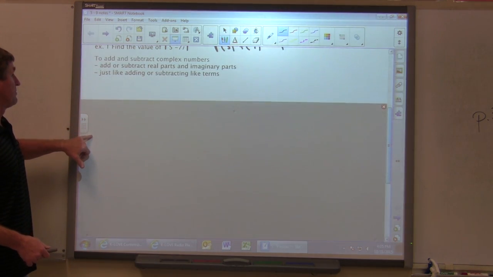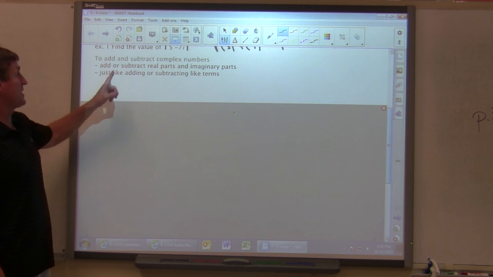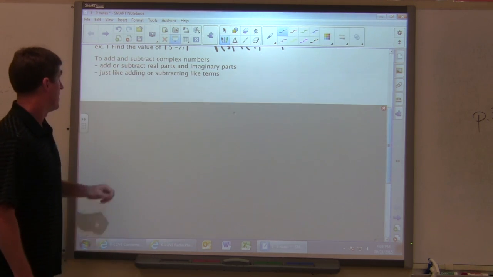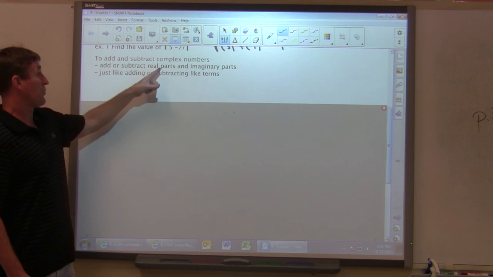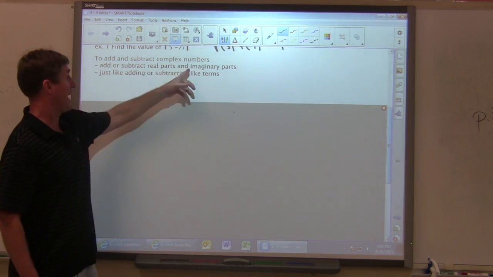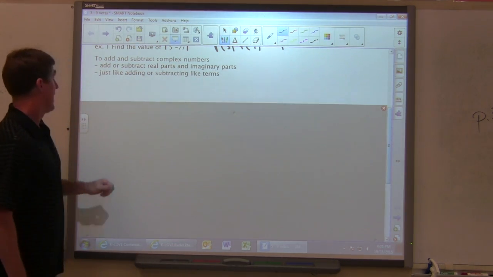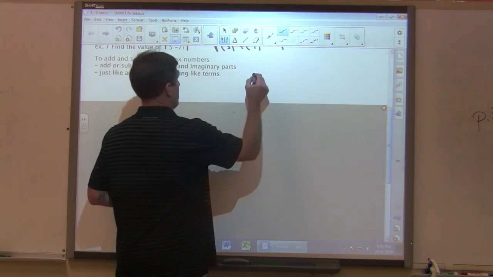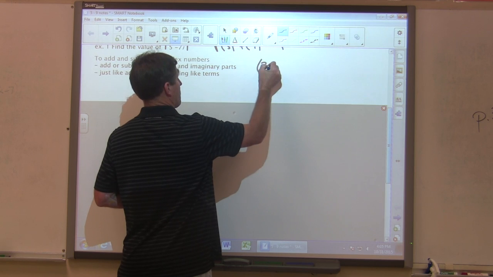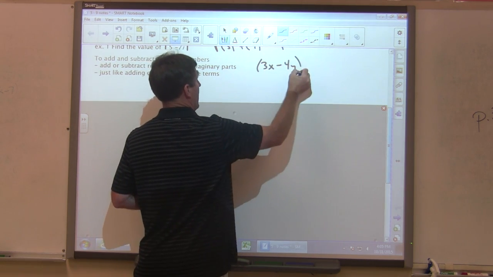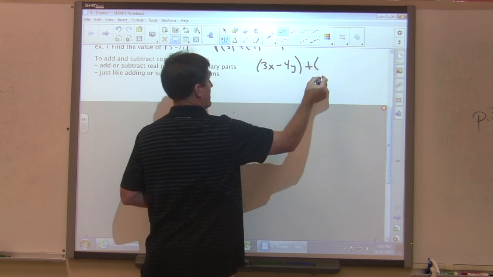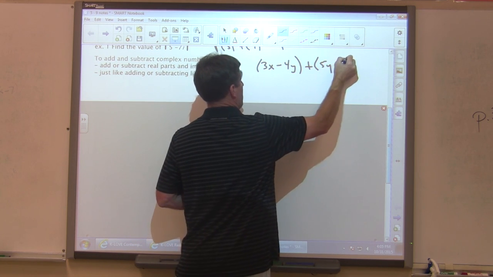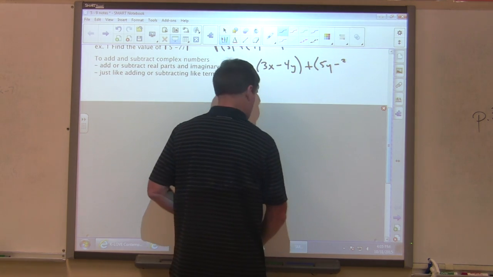The next thing is we're going to be able to add and subtract complex numbers. Remember, you just add or subtract the real parts, those are the like terms, and the imaginary parts. You do it just like you were adding and subtracting like terms. So if you go back to, let's say, 3x minus 4y plus 5y minus, let's say, 7x.